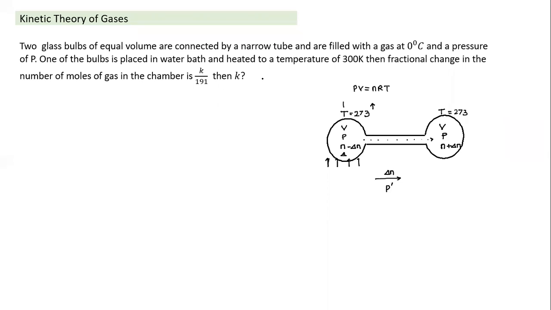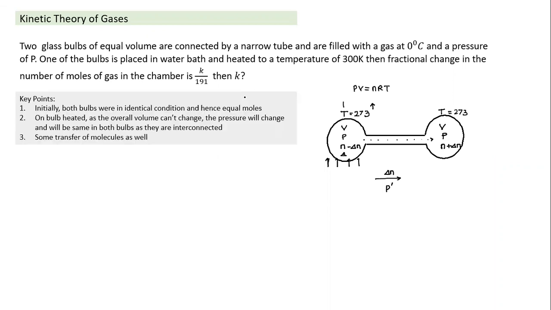There's no mention of heat transfer here, so this is not a thermodynamics question. This is pretty simple. This is an ideal gas equation question. The key point I mentioned: both identical bulbs have equal moles. When one is heated, the pressure will change, and it becomes P dash in both since they are connected, and some transfer of molecules will happen. So for the initial state, how do I apply it?